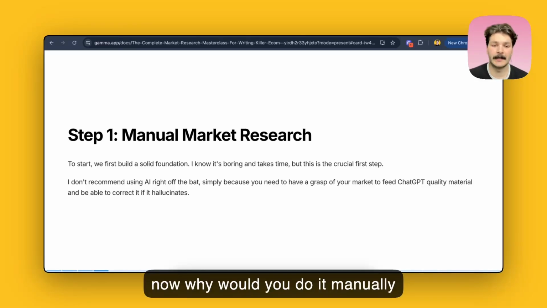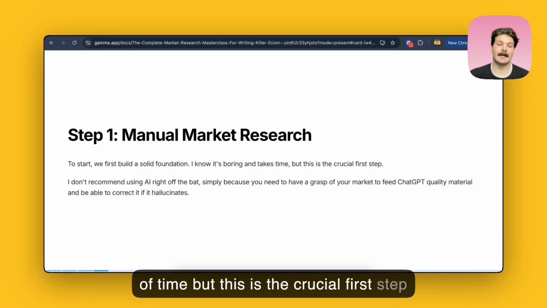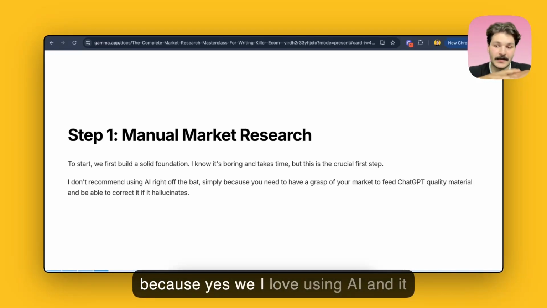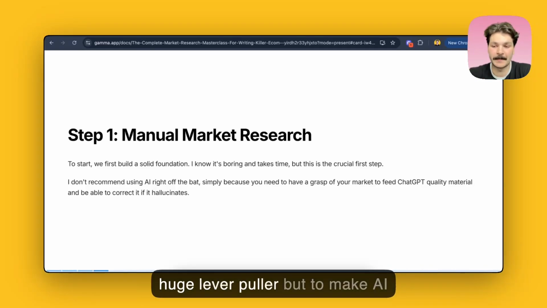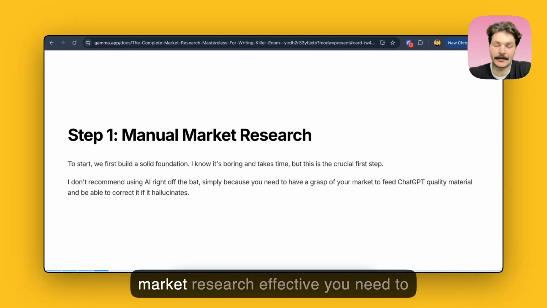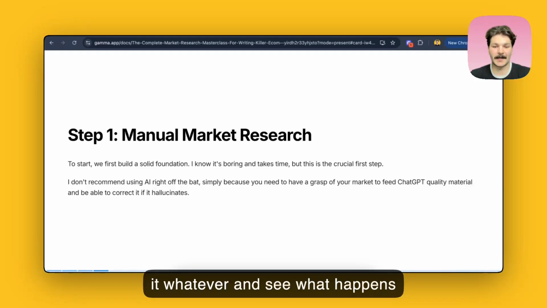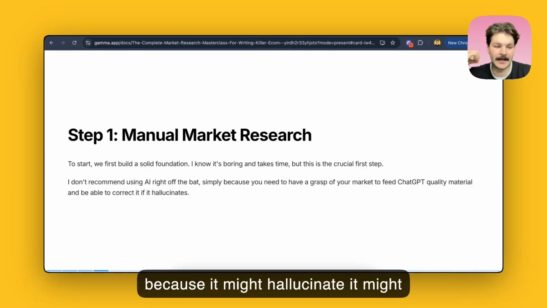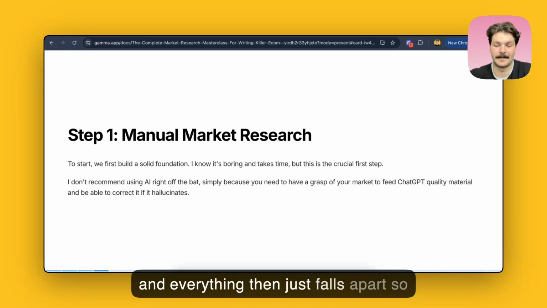Now, why would you do it manually? Because it's boring and it takes a lot of time. But this is the crucial first step, because yes, I love using AI, and it multiplies everything and it's a huge lever puller. But to make AI market research effective, you need to feed it quality stuff. You can't just feed it whatever and see what happens, because it might hallucinate. It might write stuff that's not accurate at all, that's not realistic, and if you don't have the first-hand experience, you won't be able to correct it, and everything just falls apart.